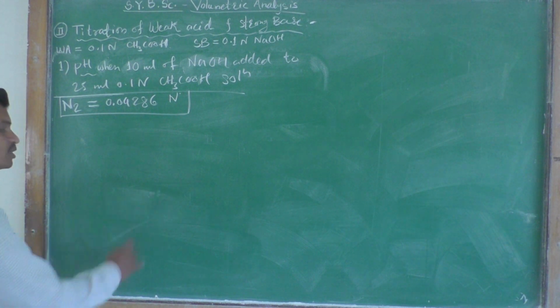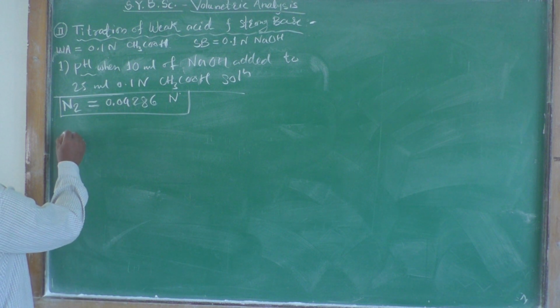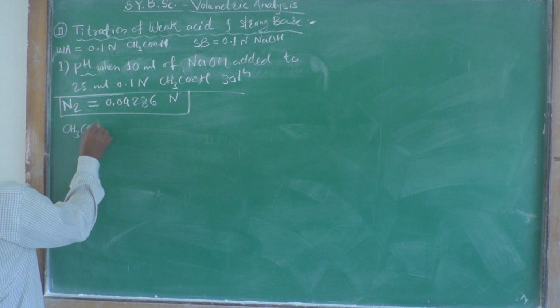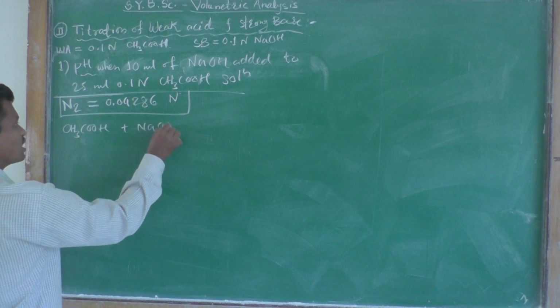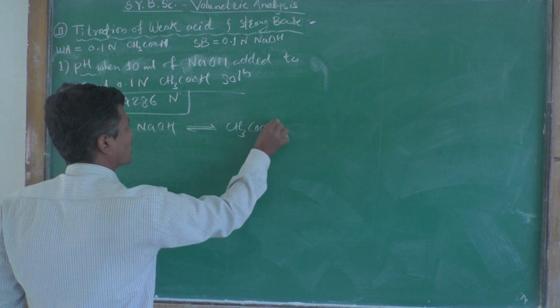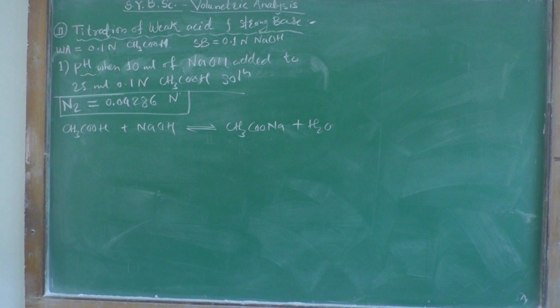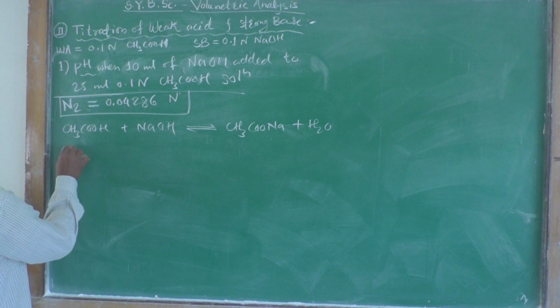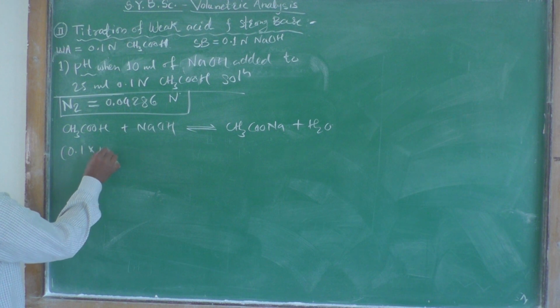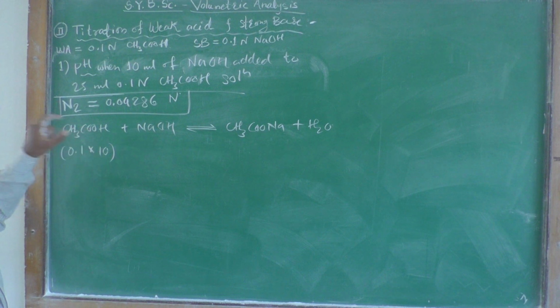Now the neutralization reaction at this stage is CH3COOH plus NaOH, which forms CH3COONa, sodium acetate, plus water. Sodium acetate plus water is formed. So acetic acid, what is the concentration? 0.1 into 10. So 10 ml of 0.1 normal NaOH we have added, so sodium acetate is there.